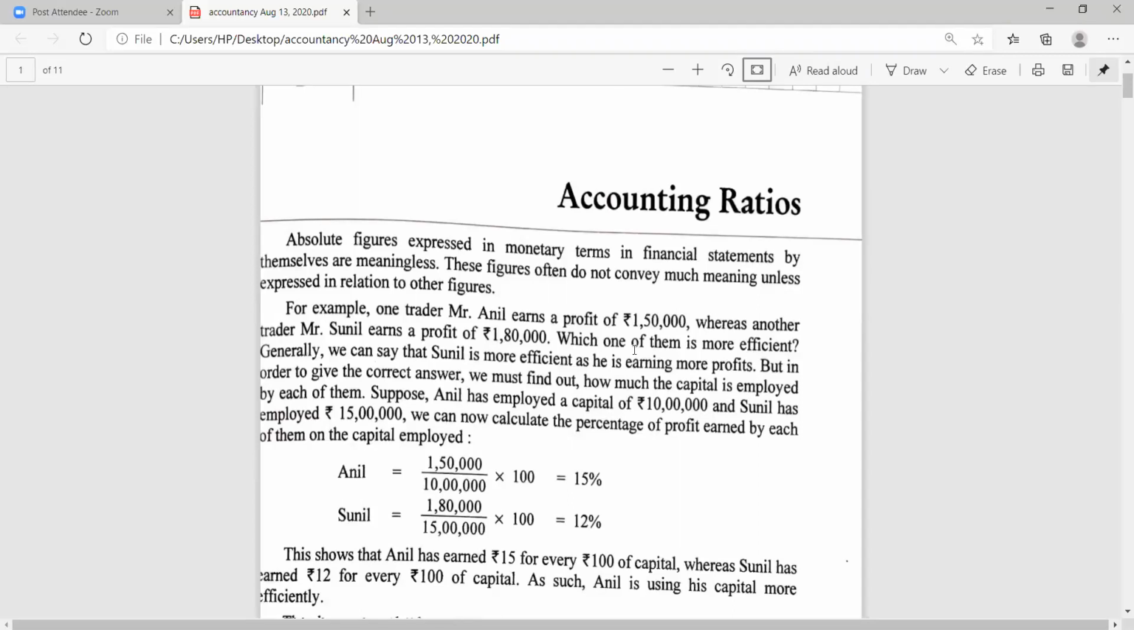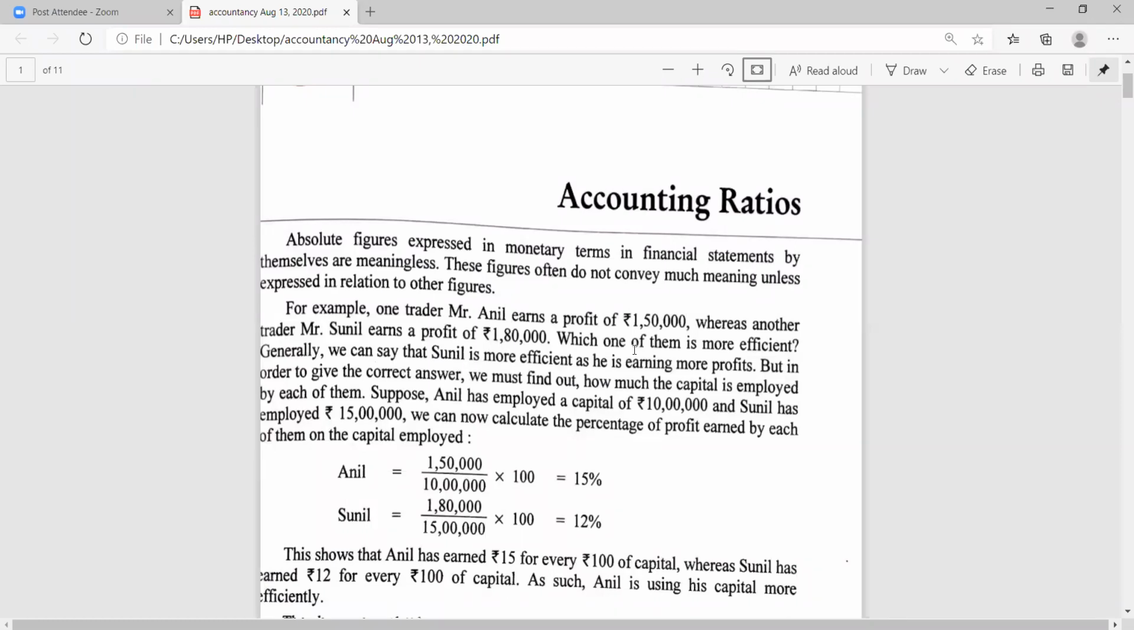So ratio analysis is one of the important tools which reduces those figures to the form of percentage or proportion, and develops a relationship between them, and tells us very good information about the liquidity, solvency, and profitability of a business. How it tells us, let's see.